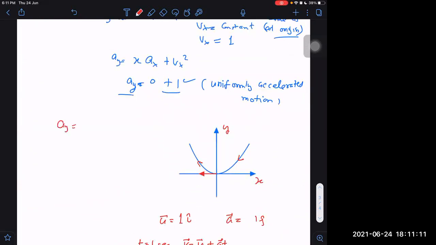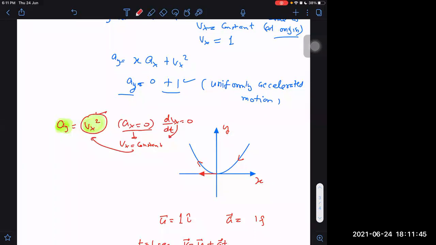If Ay is equal to Vx square, and also Ax is equal to 0, then Vx will be constant, because Ax is 0. If Ax is 0, meaning the rate of change of Vx is 0, then Vx must be constant. Derivative of a constant is only 0. If it is constant, then Vx square will also be constant. Then indirectly, what we obtained finally is that Ay also must be constant. So it will be uniformly accelerated motion. We obtained all that from this.